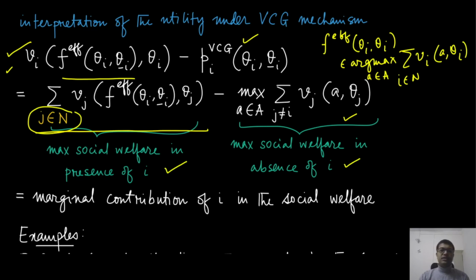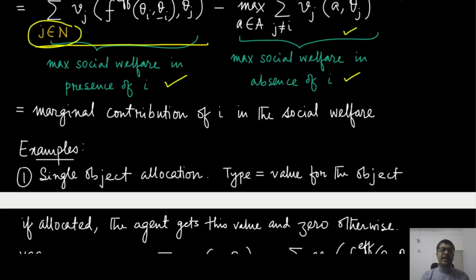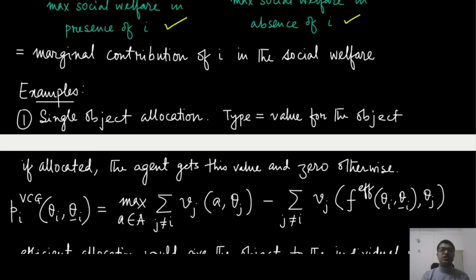So in some sense, this difference is the marginal contribution of agent I to this system. Because of his presence, what is the social welfare, minus what would have been the social welfare if he was removed? That marginal contribution is manifested as the utility of player I in this mechanism. So let us discuss some examples to understand what happens with this mechanism.